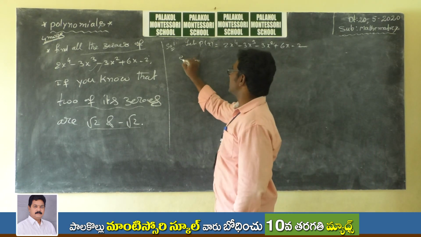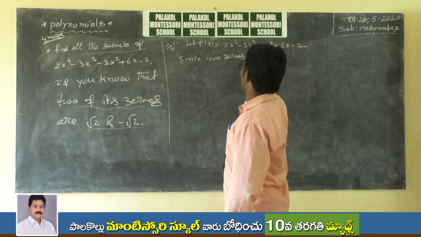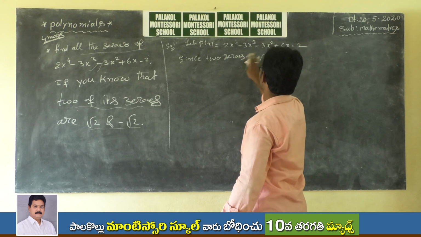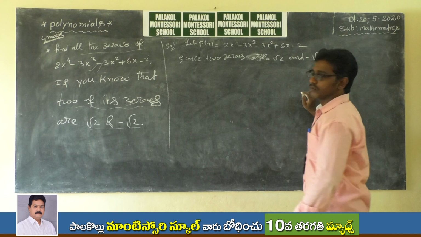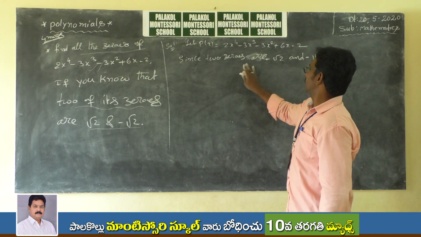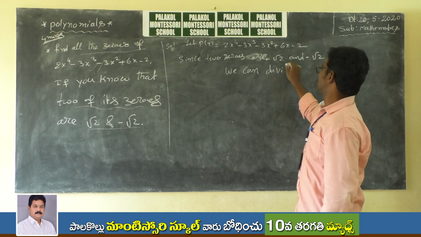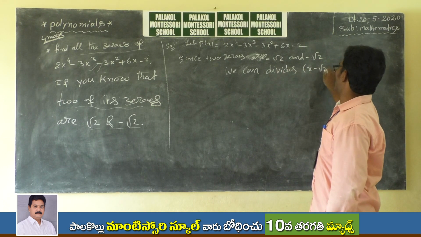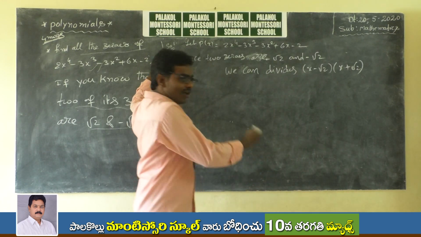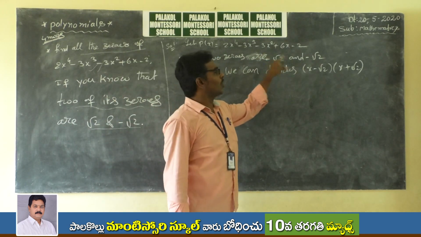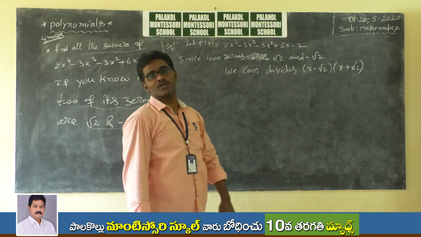Okay, so since two zeros are given, root 2 and minus root 2, then you can divide by x minus root 2 into x plus root 2. Okay guys? Since two zeros are already given, what are root 2 and minus root 2? You can divide x minus root 2 into x plus root 2.